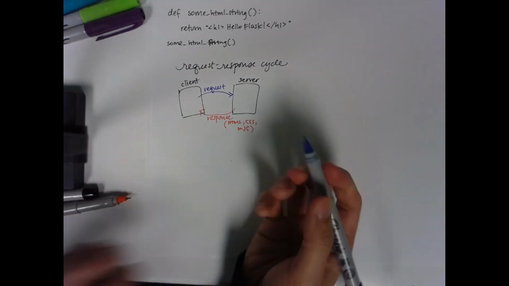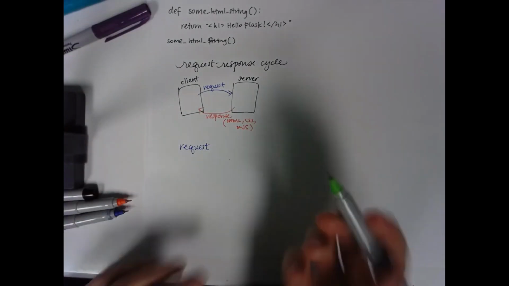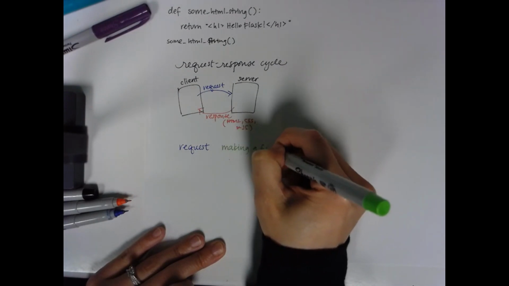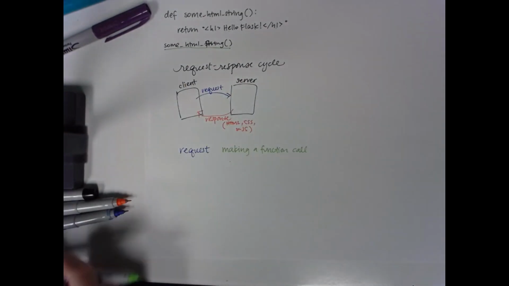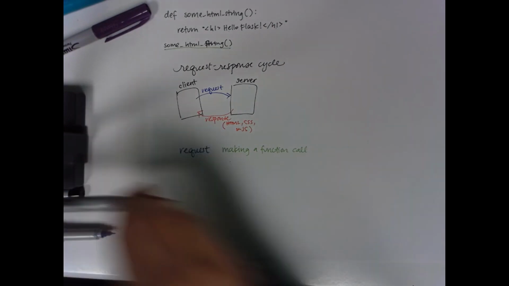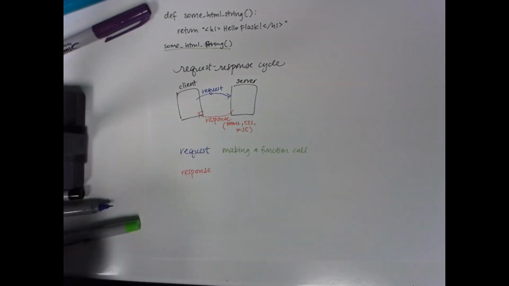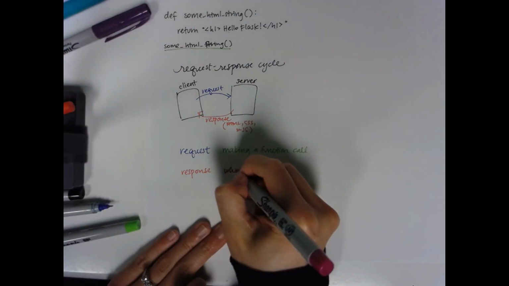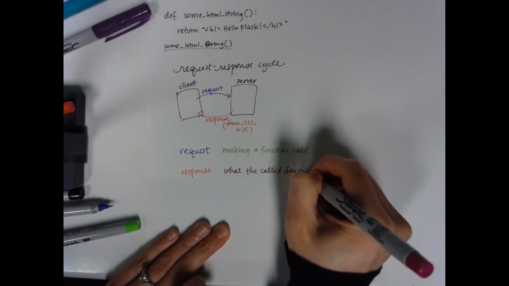So what does that mean in terms of function calls? That means a request is really simply the client making a function call. So kind of like what we were doing when we were writing functions before. And the response is simply whatever was returned from the function. In this case, this line.